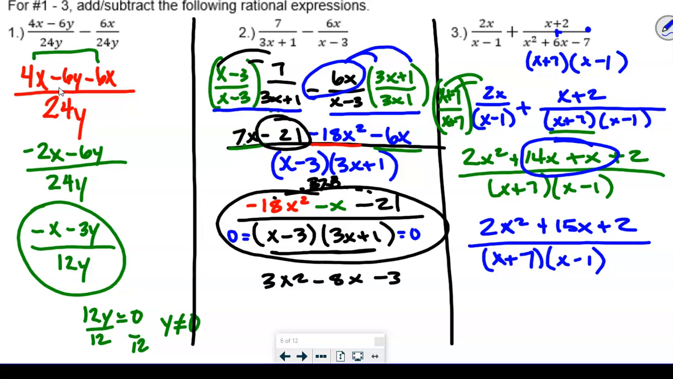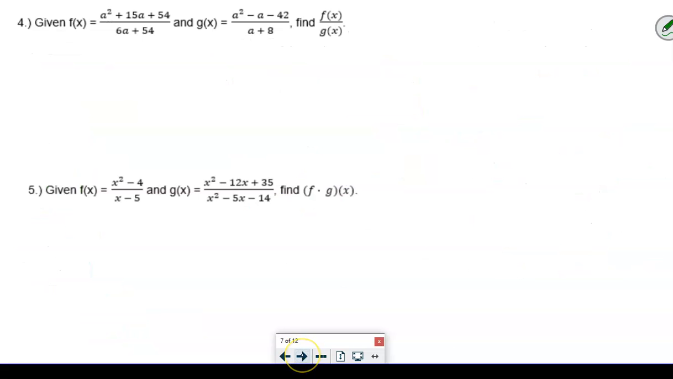So our question here again is, are there any factors of a times c, which would be 4, that add up to be 15? And the answer is no. So we can't factor this answer anymore, okay? So that would be our answer there.